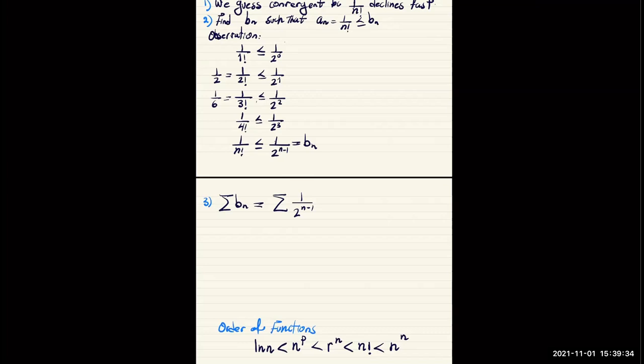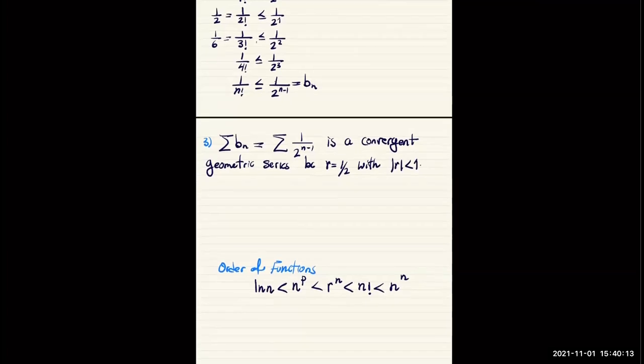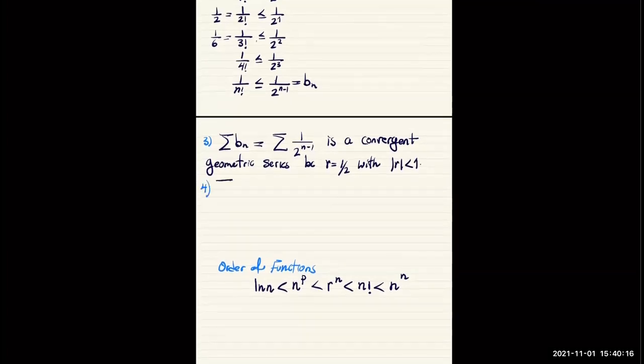No, that's not why. What kind of series is this? Geometric. It's geometric. And why is it convergent? Since the r is less than 1. Because r is equal to 1/2. So our absolute value of r is less than 1. That's why it's a convergent geometric series. Therefore, our original series is convergent.